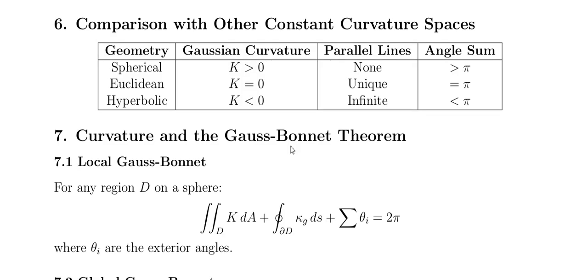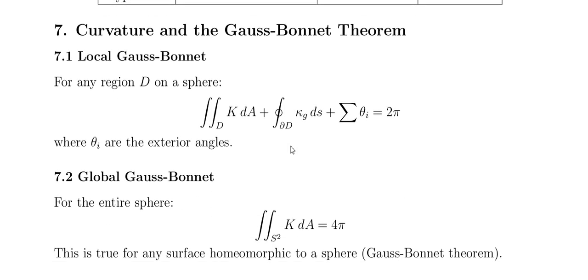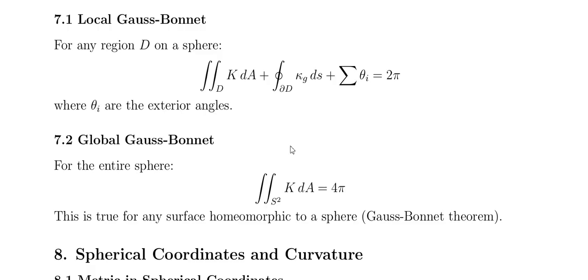And the local Gauss-Bonnet theorem: for any region D on a sphere, the double integral of the Gaussian curvature dA plus the integral of the geodesic curvature ds plus the summation of the exterior angles equals 2 pi. That is called the Gauss-Bonnet theorem. The global Gauss-Bonnet theorem: the double integral of the Gaussian curvature dA equals 4 pi, and this is true for any surface homeomorphic to the sphere.